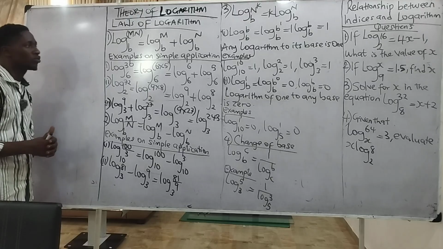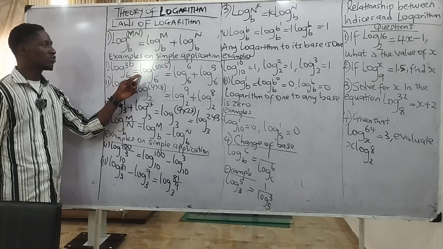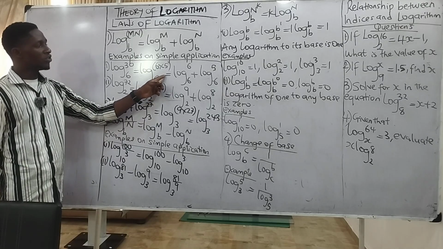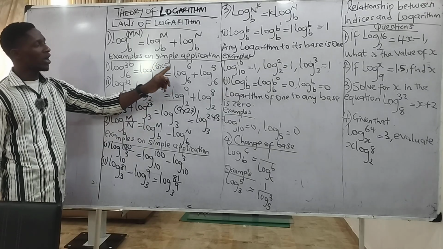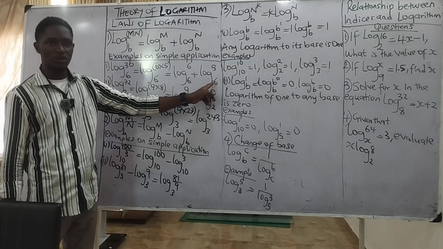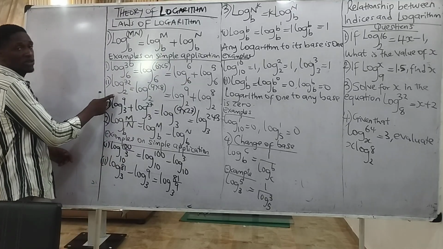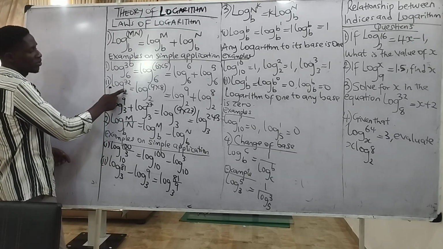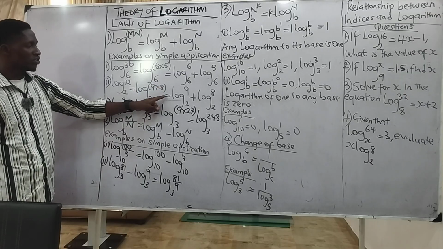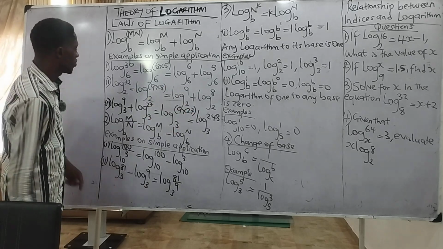So we have some examples to illustrate this first law. We have log 30 in base 6. This 30 is equivalent to 6 times 5 in base 6, which is equal to log 6 in base 6 plus log 5 in base 6, because when you are multiplying, you have to add. Then we also have the second example. We have log 72 in base 2. 72 is equivalent to 9 times 8 in base 2, which is equal to log 9 in base 2 plus log 8 in base 2.